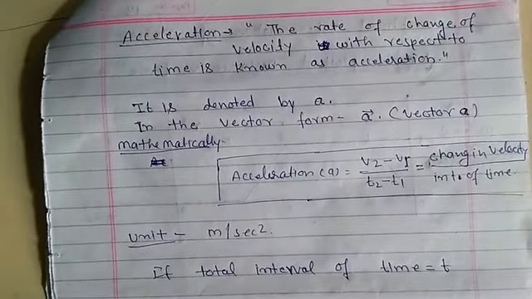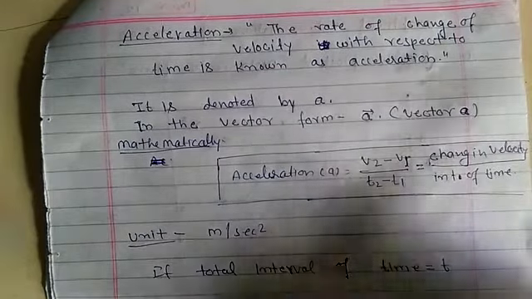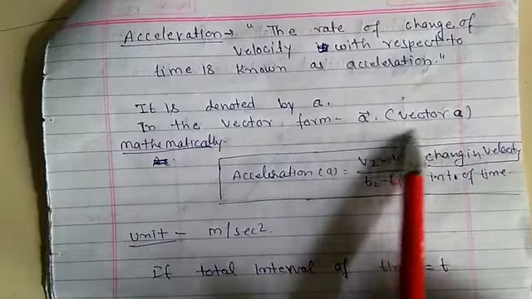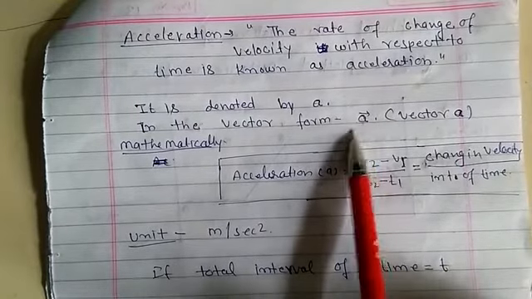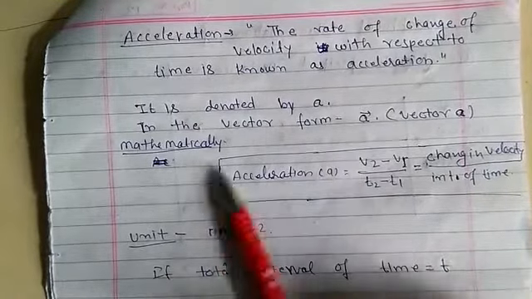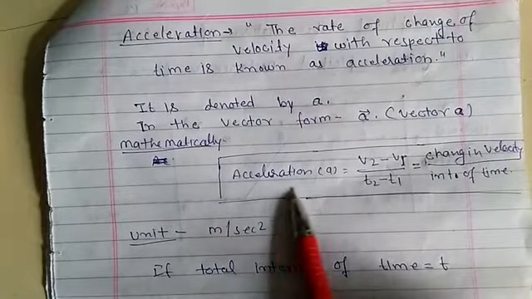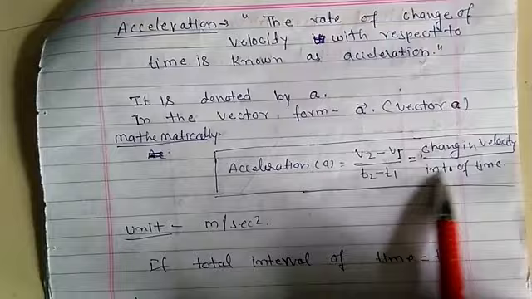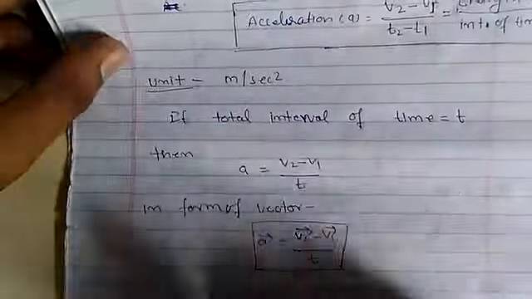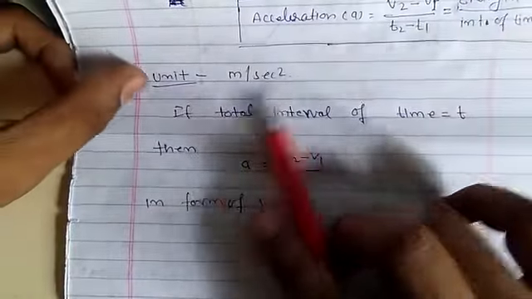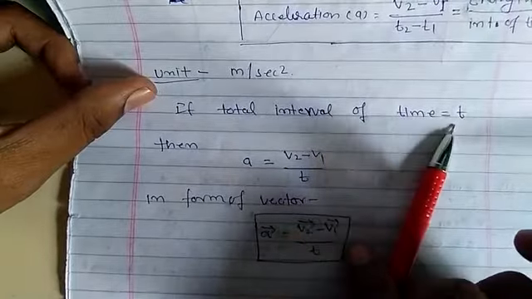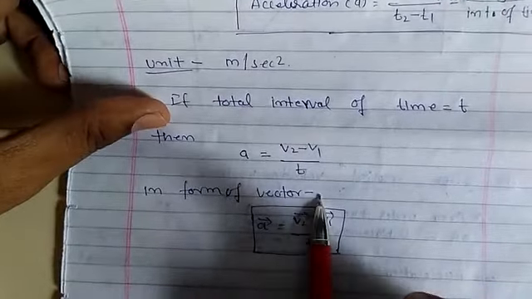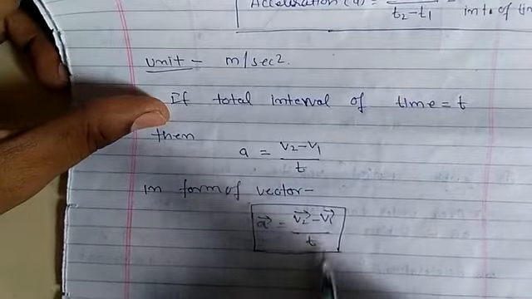So acceleration is a vector quantity. It is denoted by a with an arrow above the symbol a. Mathematically, acceleration is equal to v2 minus v1 upon t2 minus t1, change in velocity upon interval of time. The unit of acceleration is meter per second squared. If the total interval of time is t, then a is equal to v2 minus v1 upon t. In vector form, a vector is equal to v2 vector minus v1 vector upon t.